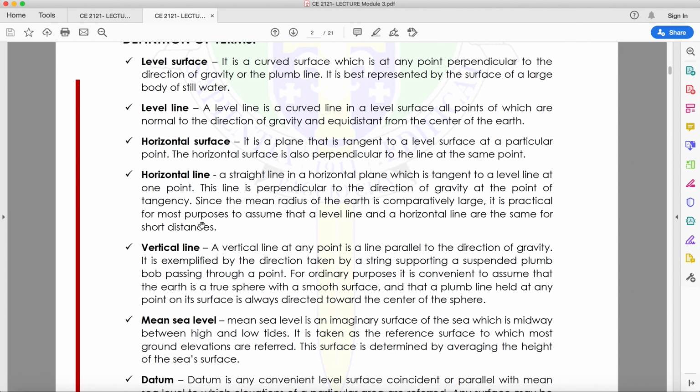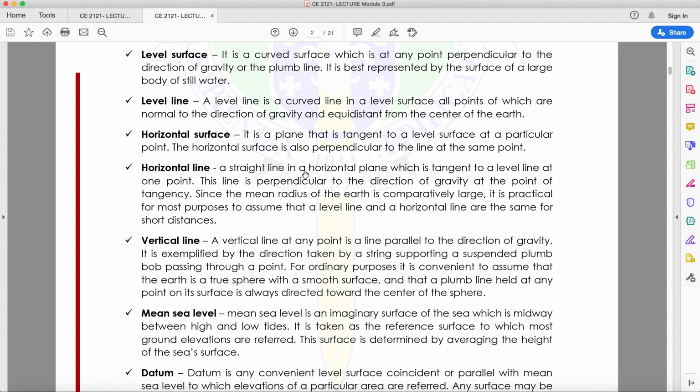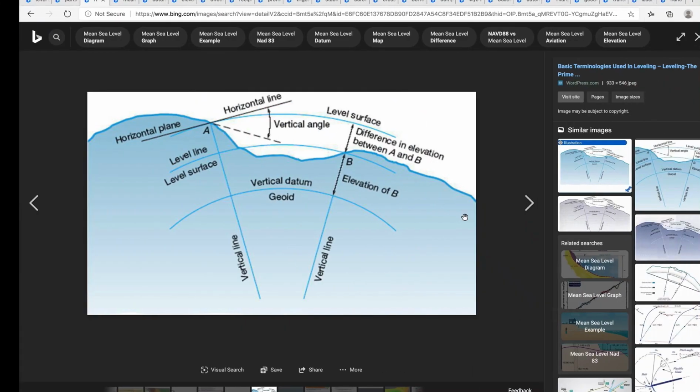Next, horizontal line. A straight line in a horizontal plane which is tangent to a level line at one point. This is perpendicular to the direction of gravity at the point of tangency. Since the radius of the Earth is comparatively large, it is practical for most purposes to assume that a level line and a horizontal line are the same for short distances.